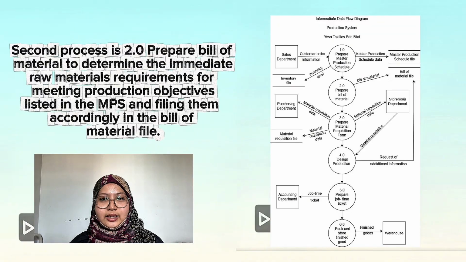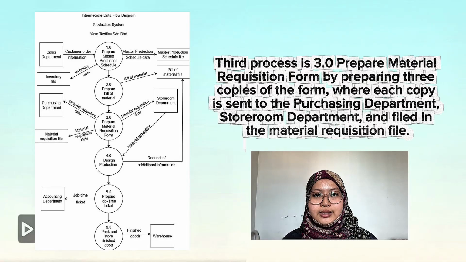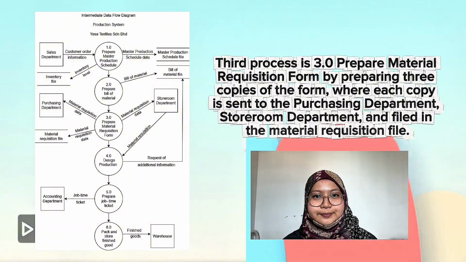So moving on to the second process, which is 2.0 Prepare Bill of Material to determine the immediate raw materials requirement for meeting production objectives listed in the MPS and filling them accordingly in the Bill of Material file. The third process is 3.0 Material Requisition Form by preparing 3 copies of the form where each copy is sent to the purchasing department, storeroom department, and filed in the Material Requisition file.